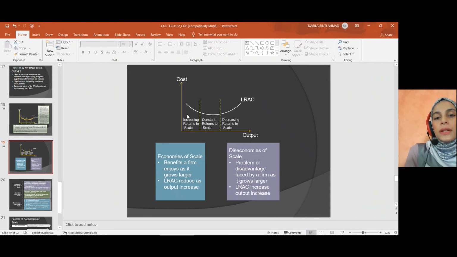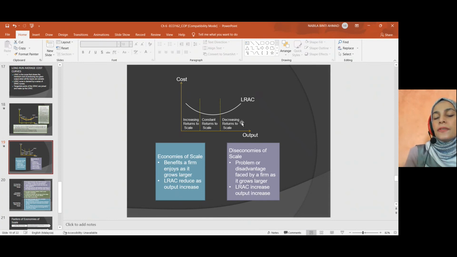Okay? So increasing returns to scale ni maksudnya apa? As output increases, the long run average cost decreases. Okay? Constant returns to scale maksudnya apa? As output increases, the long run average cost is constant. Decreasing return to scale bermaksud as output increases, the long run average cost increases.